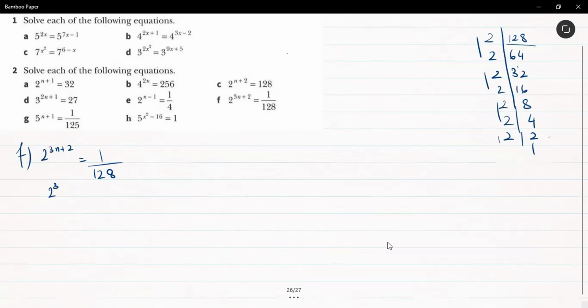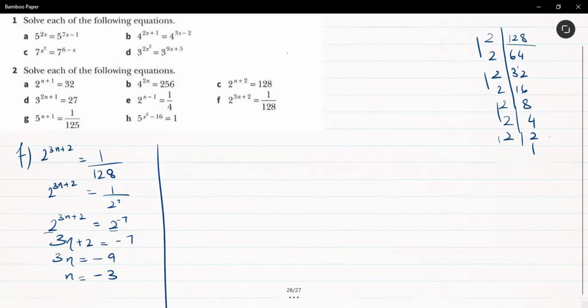So 2 to the power 3n plus 2 is equal to 1 over 2 to the power 7, and that is obviously, as we discussed before, going to be 2 to the power 3n plus 2 is equal to 2 to the power negative 7. Okay, so that means 3n plus 2 is equal to negative 7, as the index values are the same, so the powers are the same. So 3n is equal to negative 7 minus 2, which is negative 9, and n is equal to negative 9 divided by 3, which is equal to negative 3. Okay, that is it for part F.